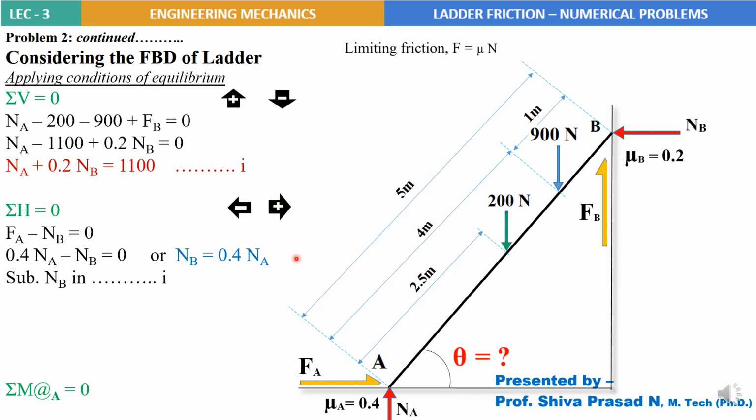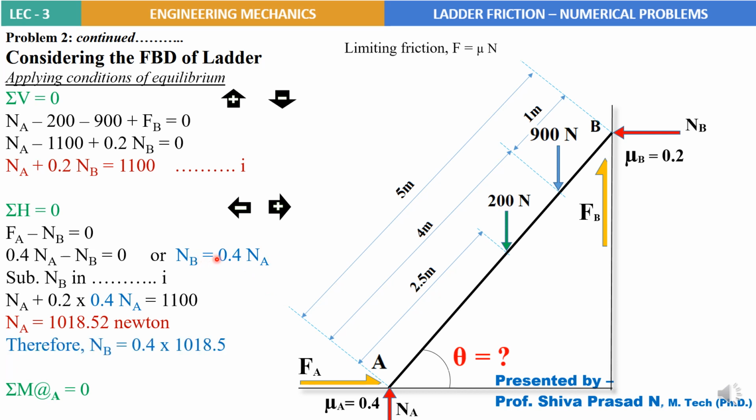So let's substitute this value of NB in equation number 1 and we get the value of NA directly. So NA equal to 1018.52 newtons. So again substituting this value of NA in the equation of NB, we get 0.4 into NA, which will be equal to 407.5 newtons. Okay, so the value of NA equal to 1018.52 newtons and value of NB equal to 407.5 newtons we have found from two conditions of equilibrium.